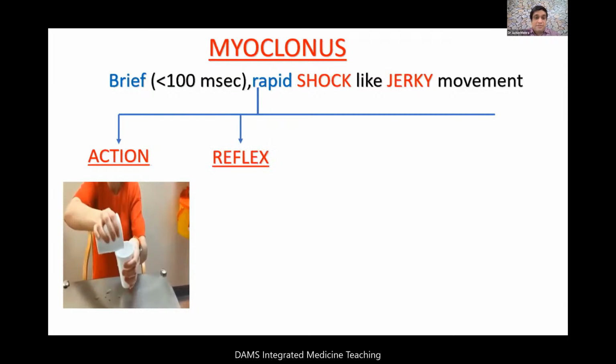And of course, the reflex myoclonus that I just now showed in the previous video, that the person hears a loud sound or a clap and suddenly the person starts jerking or has a shock-like movement, which is very brief, known as a reflex or a startle myoclonus.